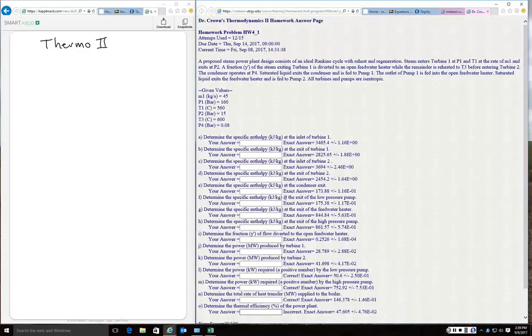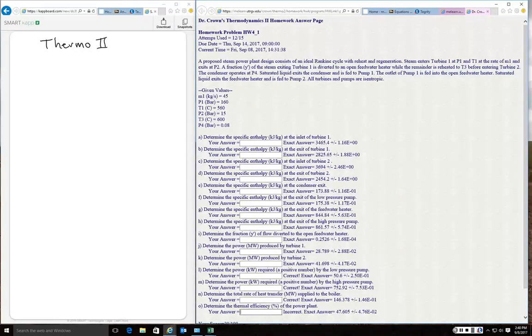A proposed steam power plant design consists of an ideal Rankine cycle with reheat and regeneration. Steam enters turbine 1 at P1 and T1 at a rate of M1 and exits at P2. A fraction, Y prime, of the steam exiting turbine 1 is diverted to an open feed water heater while the remainder is heated to T3 before entering turbine 2.